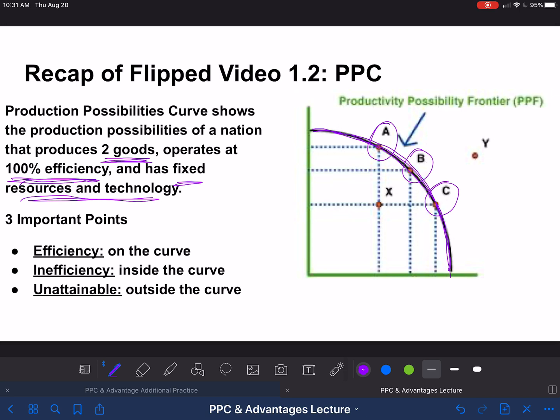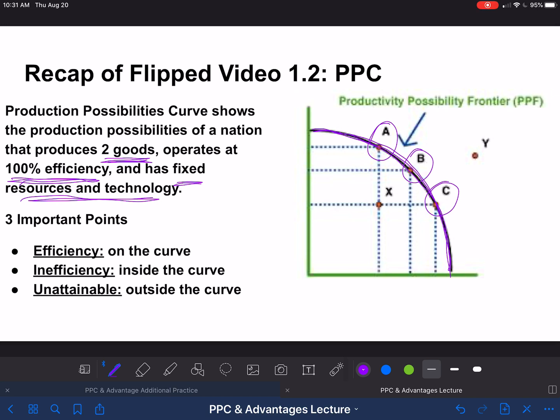The only thing that changes from moving from A to B to C is what we're losing and what we're gaining by changing those points of production. But anywhere on the efficiency curve is 100% efficient. We're using our limited resources wisely.